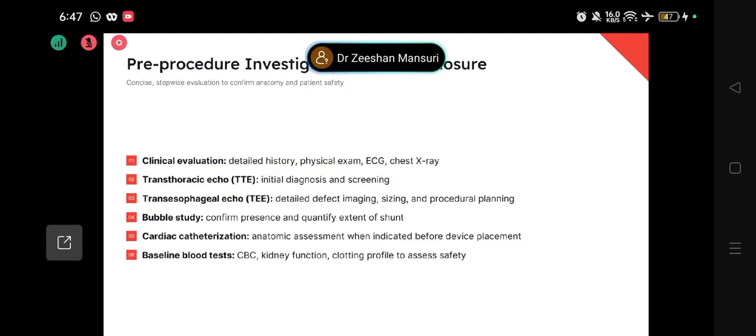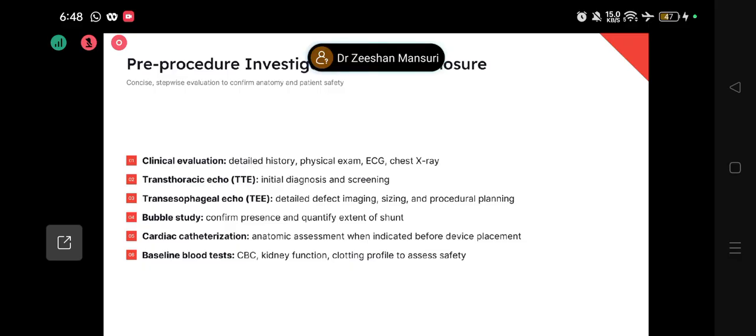So pre-procedure investigation, as we discussed: history and physical examination, ECG, chest X-ray, transthoracic echo for the primary diagnosis, but transesophageal echocardiography for sizing, imaging, and procedure planning. If it is a tiny ASD, you cannot visualize it on a 2D or transthoracic echocardiogram. You may perform a bubble study.